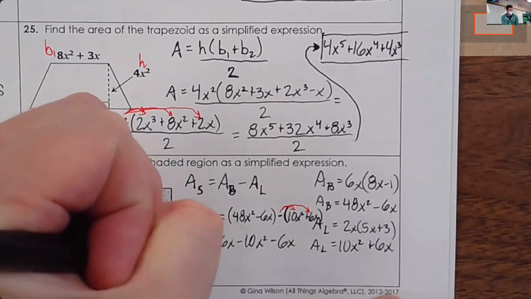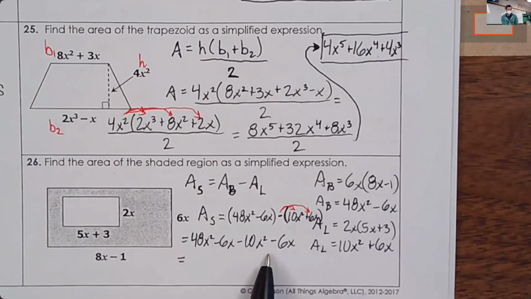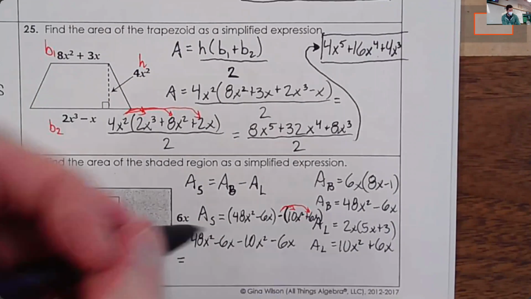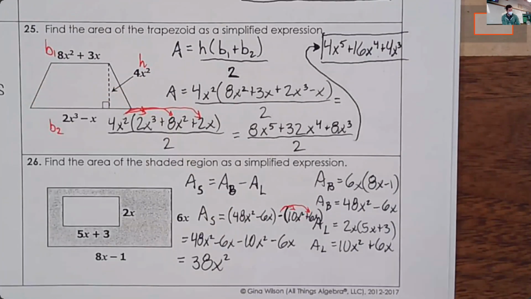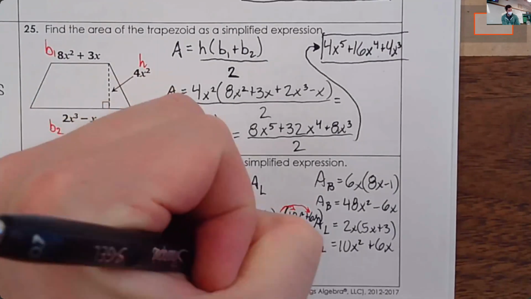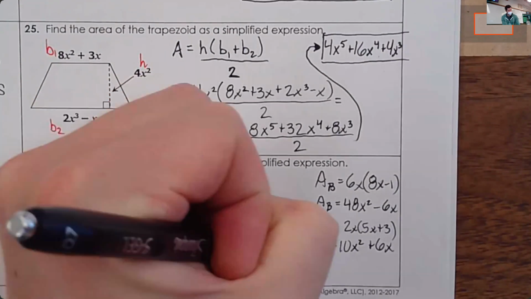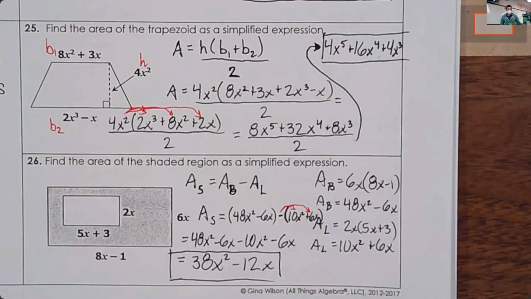And then we combine our like terms. 48x squared minus 10x squared. 48 minus 10 is 38. And then negative 6 minus 6 is negative 12. All right, so that gives us our answer, 38x squared minus 12x.